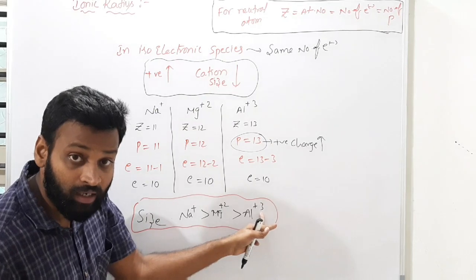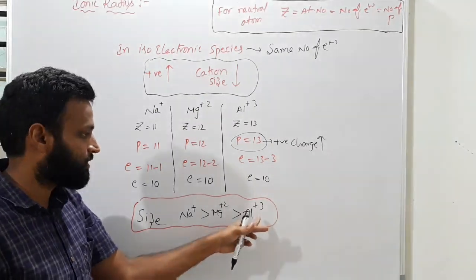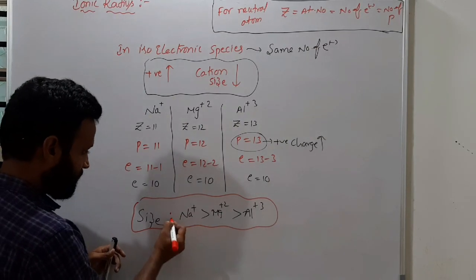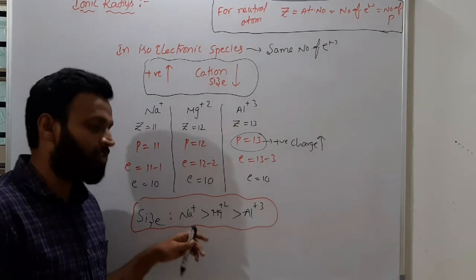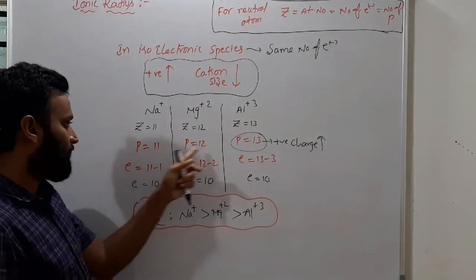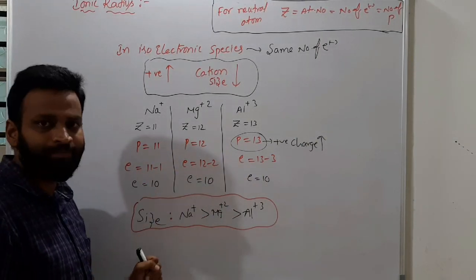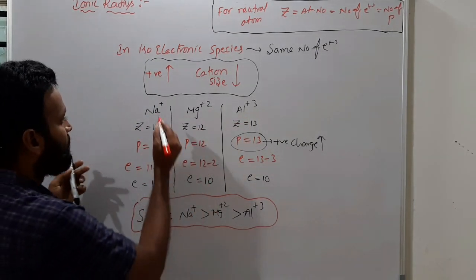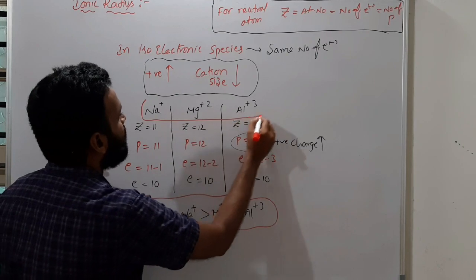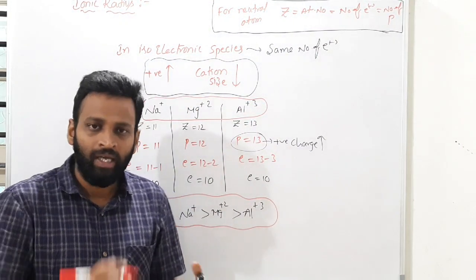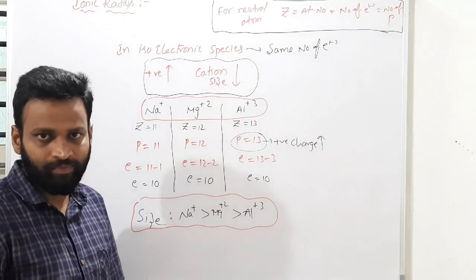Positive charge is more for Al3+, so its size is less. Positive charge is less here, so Na+ has more size because its protons are comparatively fewer among these three. Electrons are the same; all three have the same number of electrons. That's why these three are called isoelectronic species. You already know this topic, this is just a recap.